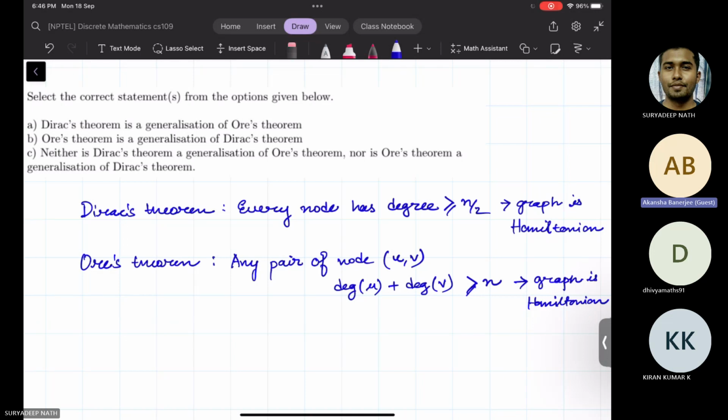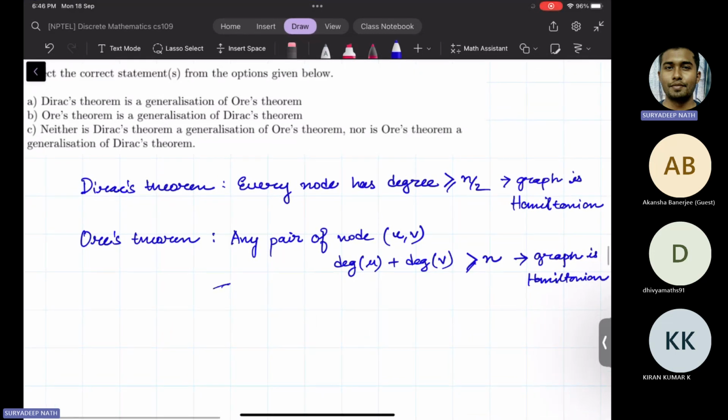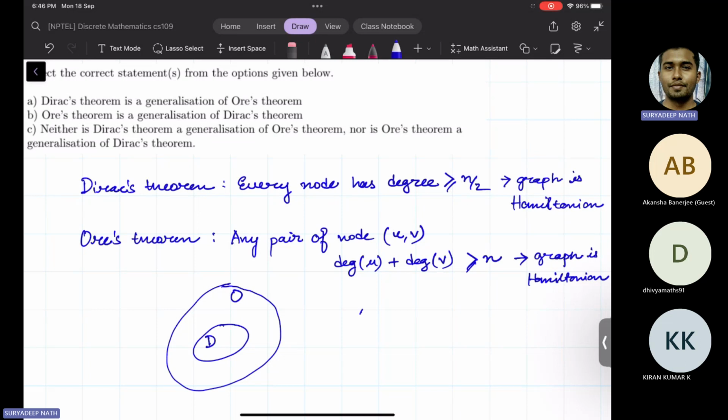Sir, I think Ore's theorem. Right. So Ore's theorem considers this case. So it is basically like this. Ore's theorem is a bigger set, and within it you have Dirac's theorem. So in Ore's theorem, you have cases like it could be 1 plus n minus 1, and still you can say that the graph is Hamiltonian.